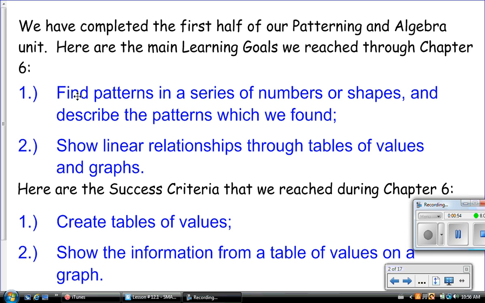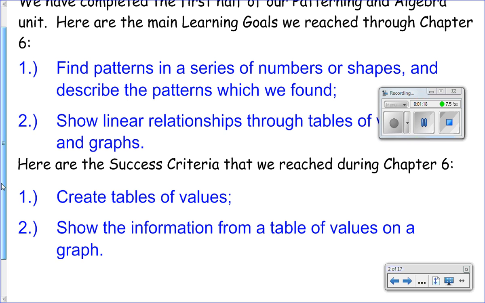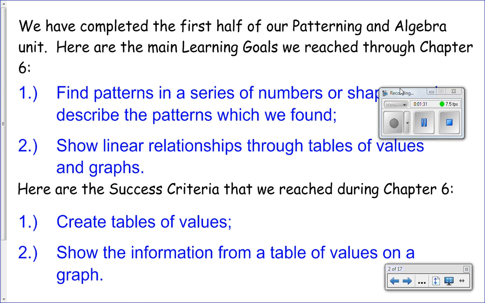Here are the main learning goals we reached through Chapter 6. Number 1, we learned how to find patterns in a series of numbers or shapes and describe the patterns which we found. We also learned how to show linear relationships through tables of values and graphs. And then some success criteria here. Two points. One, we did this just recently. We created tables of values and we showed the information from a table of values on a graph. So we did that quite well in only about a week's time.